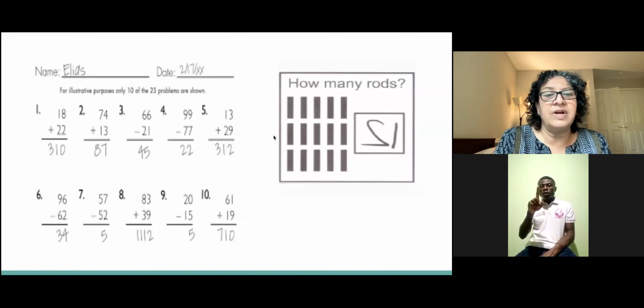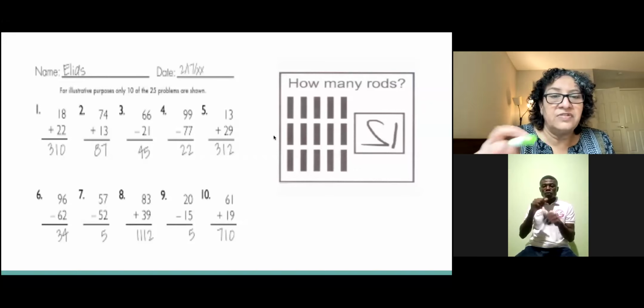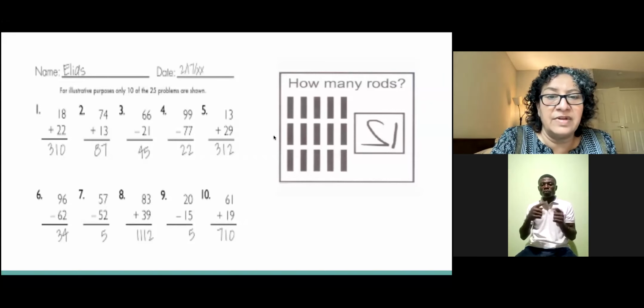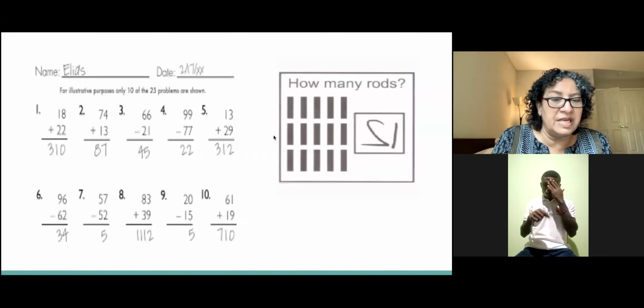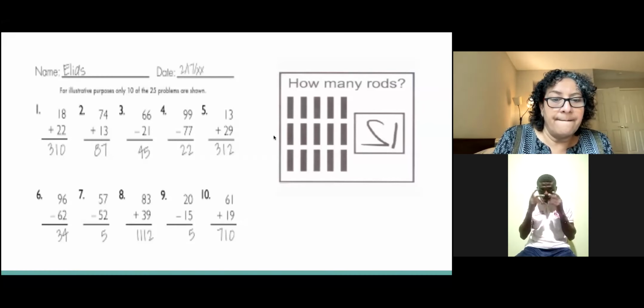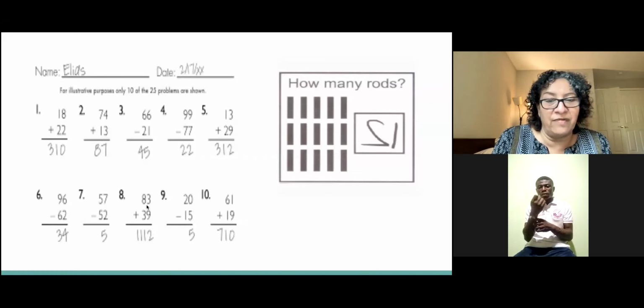66 minus 21. 6 minus 1 is 5. This is 9 minus 7, 9 minus. So we will see these types of errors. Again, in question number 8 here, you see the same challenge. 9 plus 3 is 12 and 8 plus 3 is 11. They have not done the regrouping well. So this kid is having a challenge with regrouping.